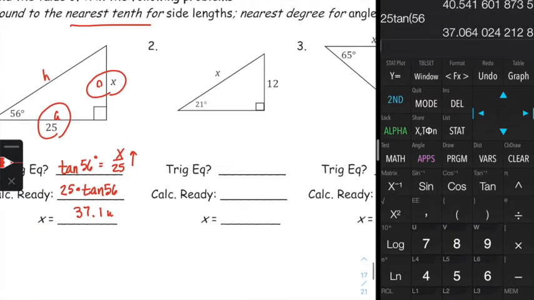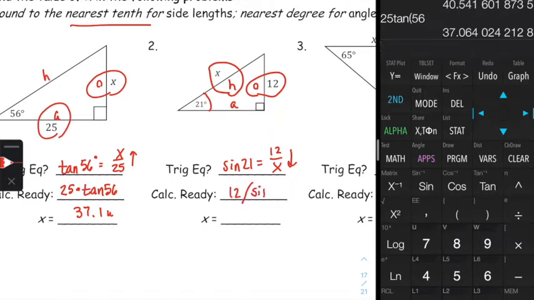All right, number 2, label your angle. There's your opposite. Here's your hypotenuse. Your adjacent down there at the bottom. You're using O and H this time. That'll be the sine function. That'll be sine of 21 degrees equals 12 over x. X is in the denominator, so that's going to be 12 divided by sine of 21 into the calculator.